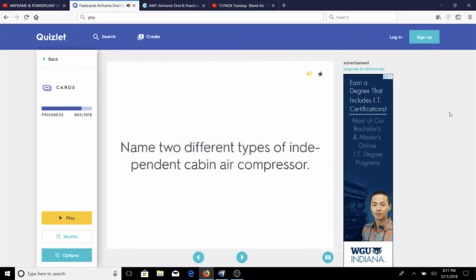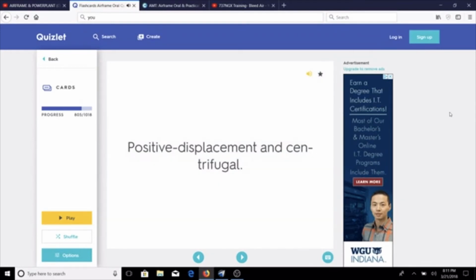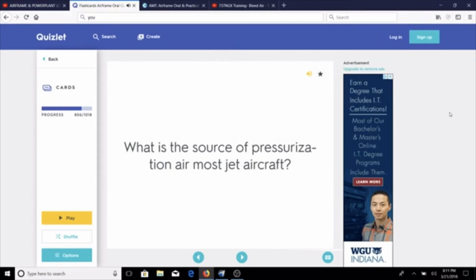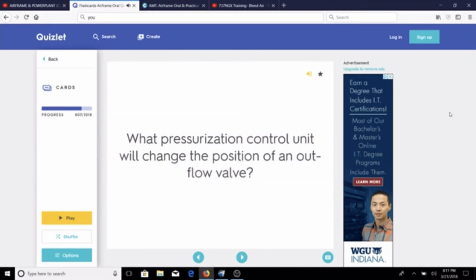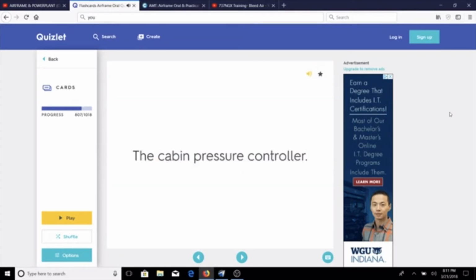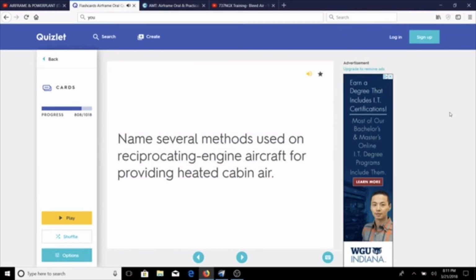Name two different types of independent cabin air compressor. Positive displacement and centrifugal. What is the source of pressurization air in most jet aircraft? Engine bleed air. What pressurization control unit will change the position of an outflow valve? The cabin pressure controller. Name several methods used on reciprocating engine aircraft for providing heated cabin air.